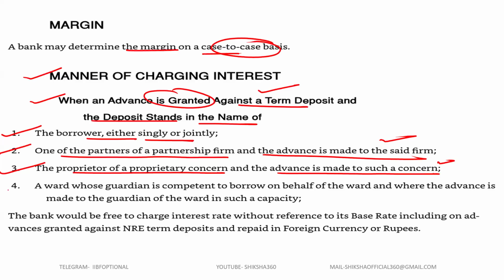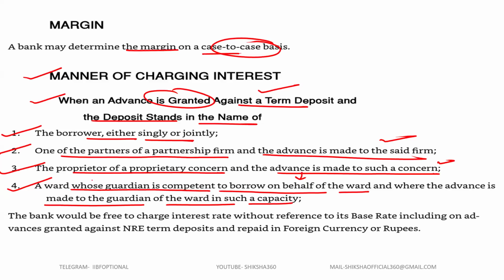Fourth one, a ward whose guardian is competent to borrow on behalf of the ward, and where the advance is made to the guardian of the ward in such a capacity. Clear?